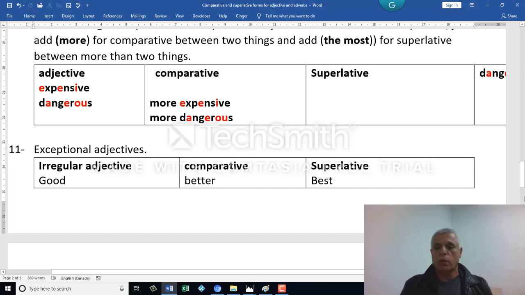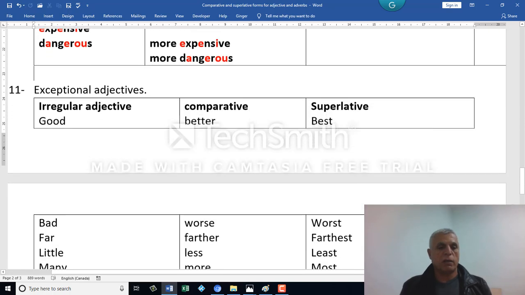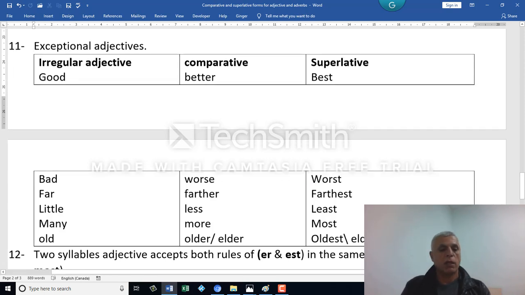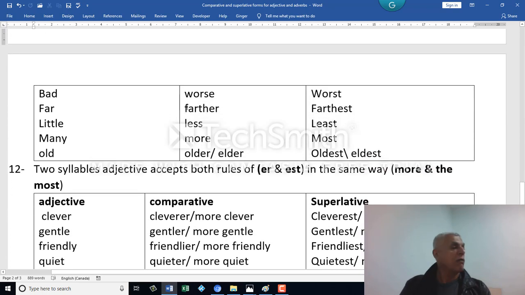Okay, let's go to number 11. We have some exceptional adjectives. We call them irregular adjectives. We have good. In comparative, we say better. In superlative, we say best. Then we have bad, it's going to be worse, then worst. Then we have far, we say farther, then farthest. Little, less, least. Many, more, most.